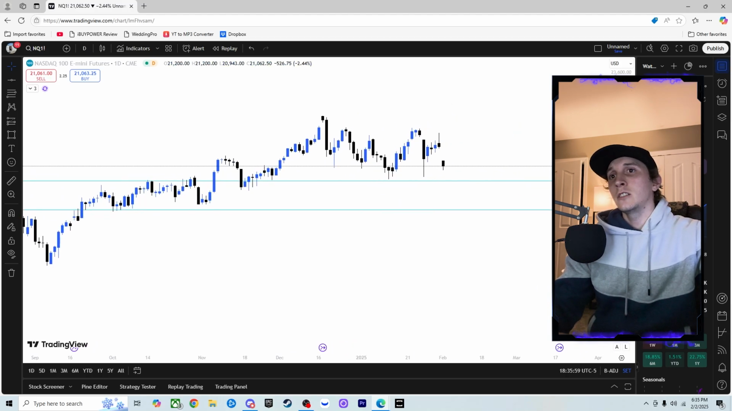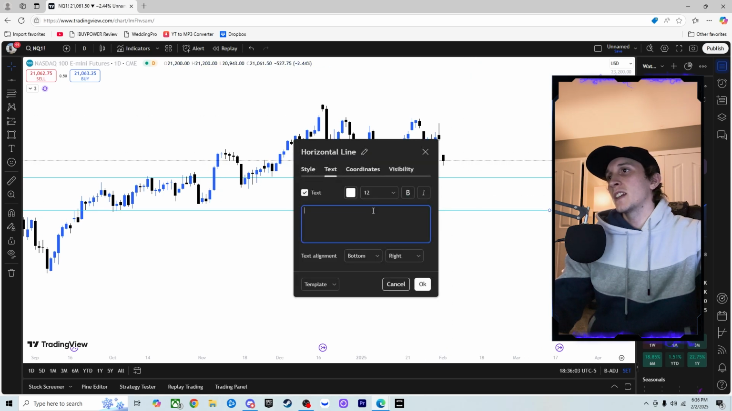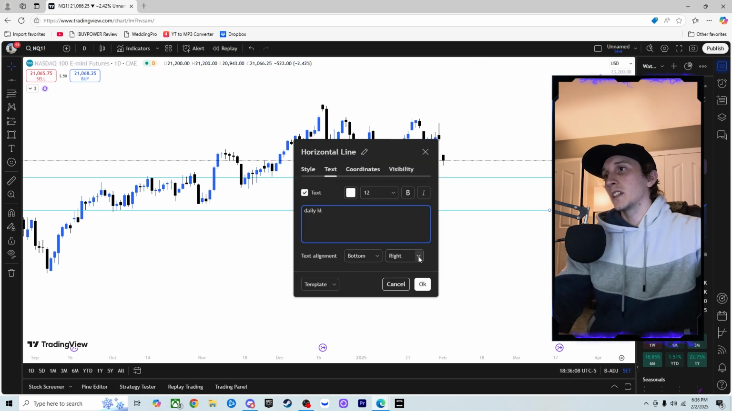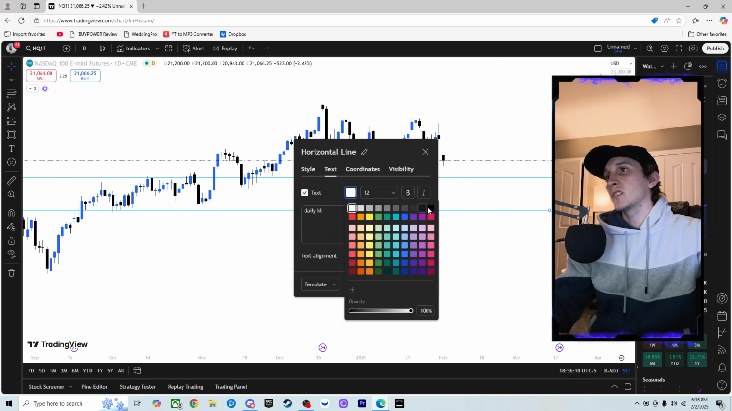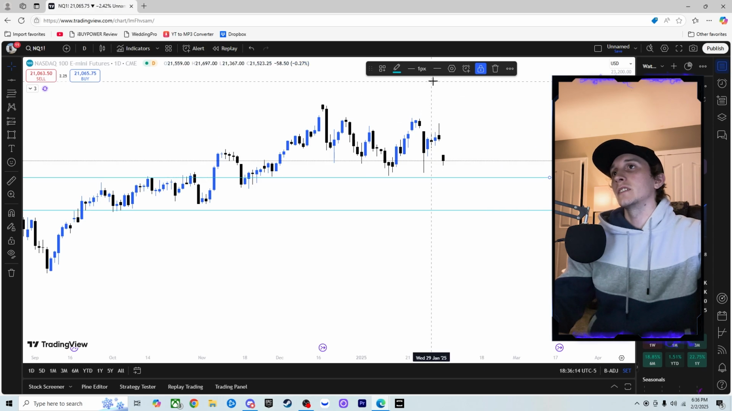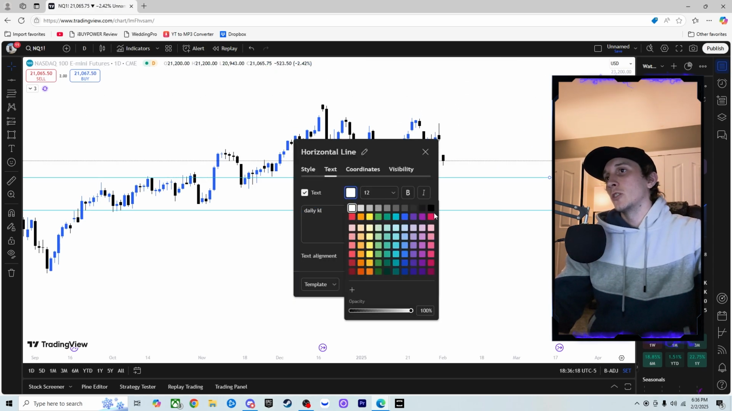To signify two daily levels, I'm going to go into the settings, hit daily key level, and we're going to keep it off to the right, make sure the text is set to black so we can see it, hit OK, boom, you got your daily level set up there. We're going to do the same thing with this one, change color to black, etc.